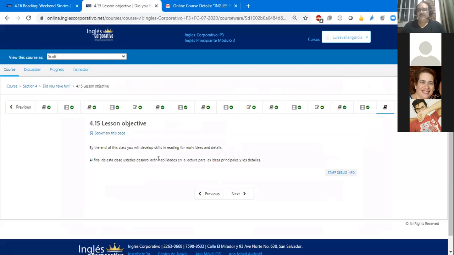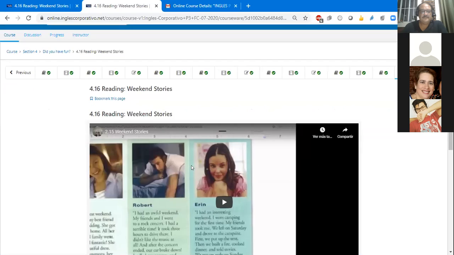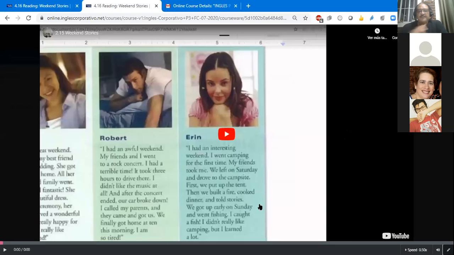This one. Okay. Mauricio, can you please read this objective here? By the end of the class, you will develop skill in reading for main ideas and details. Okay, here we go. Now, pay attention to the pronunciation, the verbs in past tense, and the intonation, right? And after, you are going to create your own sentences.